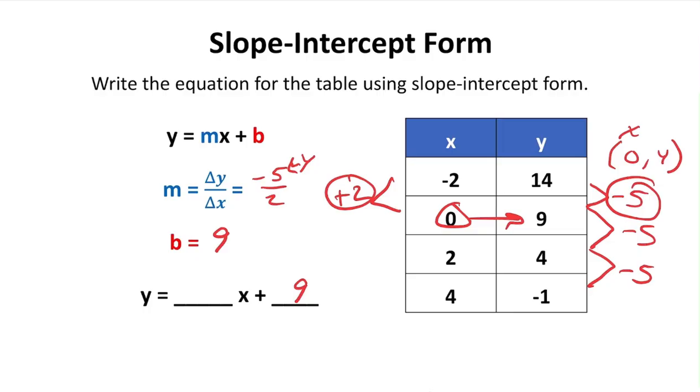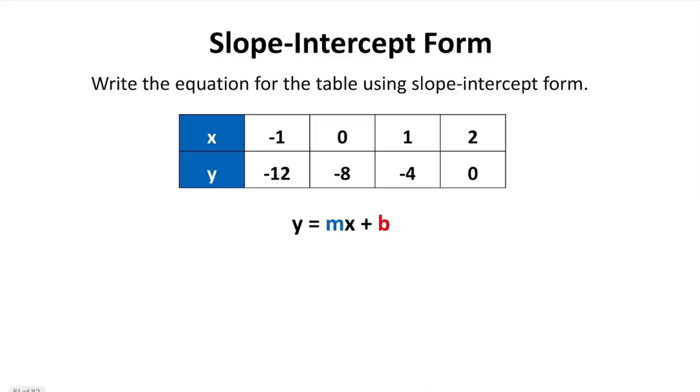The y-axis runs up and down. So that's why the difference in the y's goes on top. That's how many you would count down if you're doing it on the graph. This is how far you would count to the right. So the slope is -5 over 2. So y equals -5 over 2x plus 9. See if you can do this one real quick.